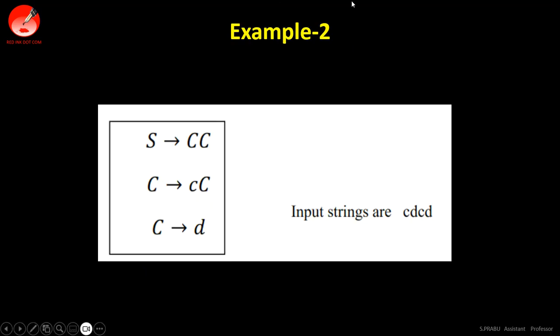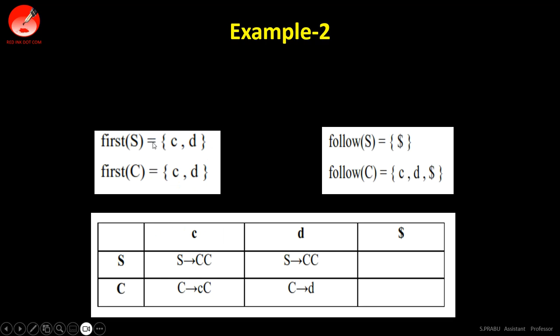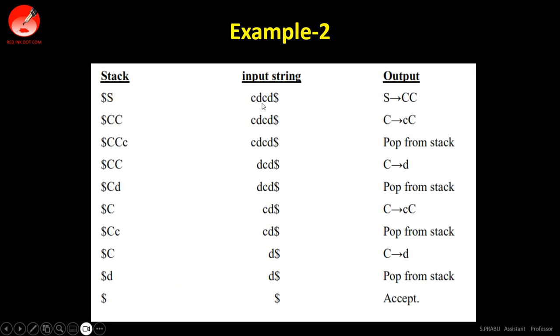I can give another example. You can do it yourself. This grammar is very simple. There is no left recursion and ambiguity in this grammar, so you can directly find the first and follow. This is the first and follow elements. After finding first and follow, you try to construct the parsing table. You can cross check your answer. And the given input string is CD dollar.